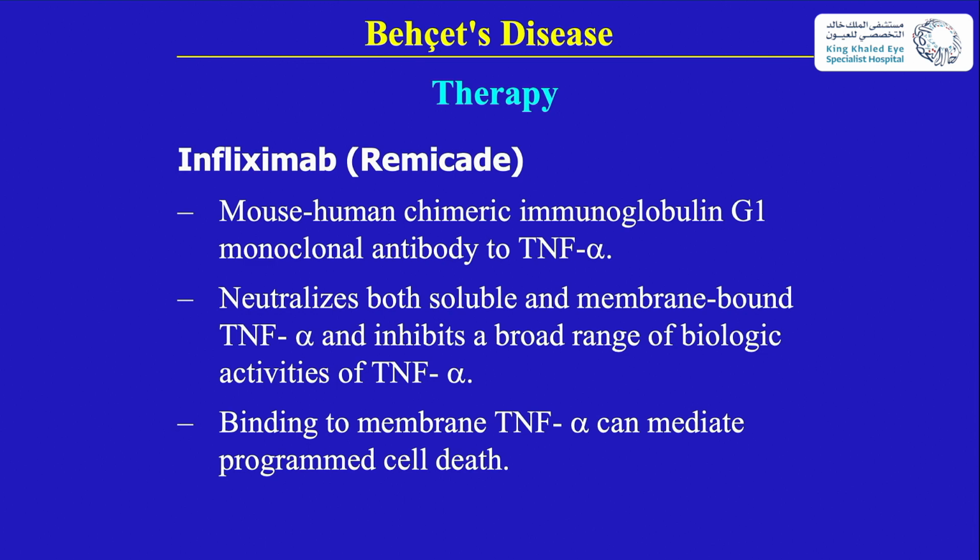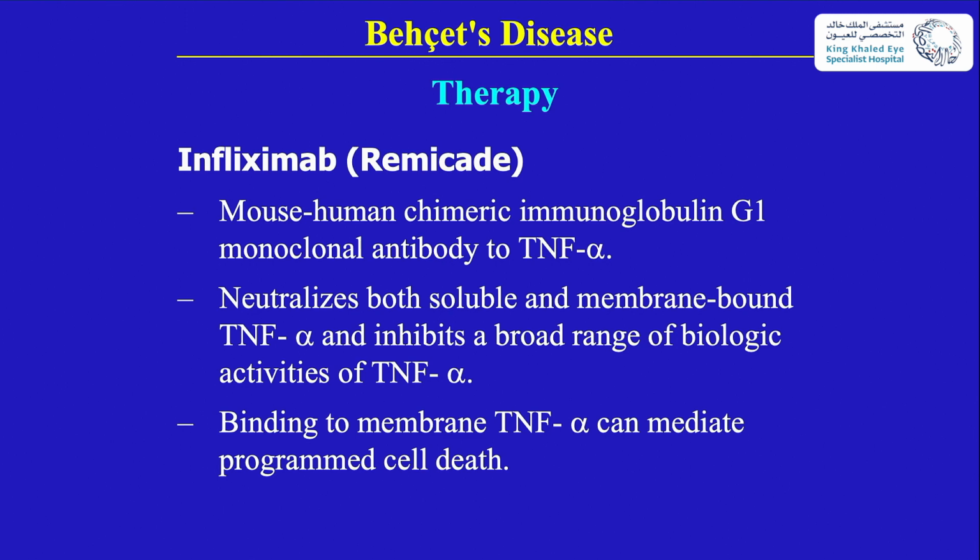So infliximab is a mouse-human chimeric immunoglobulin G1 monoclonal antibody to tumor necrosis factor alpha. So part of the molecule is of mouse origin. That's why it's called chimeric. And that's why some patients can have an anaphylactic reaction to infliximab.